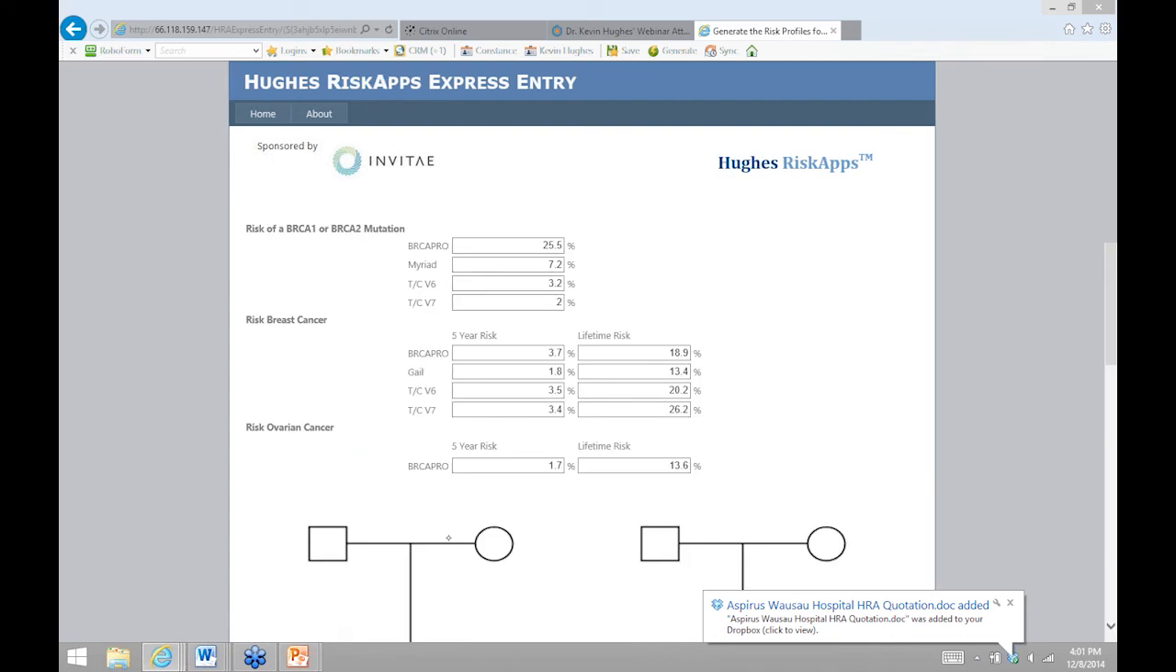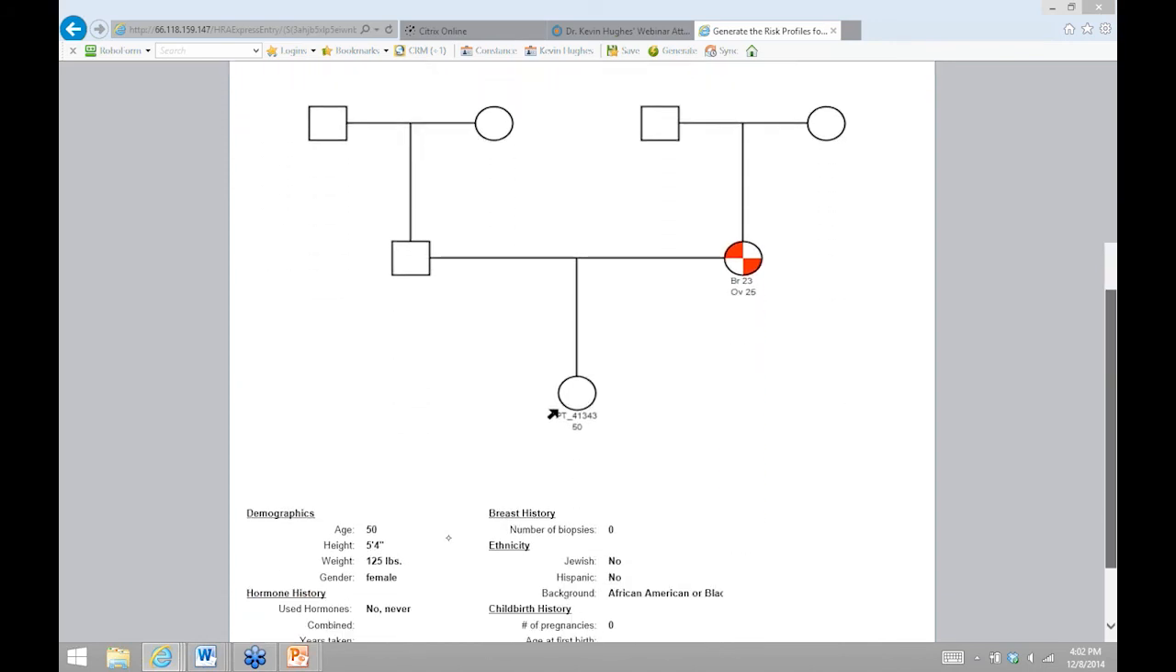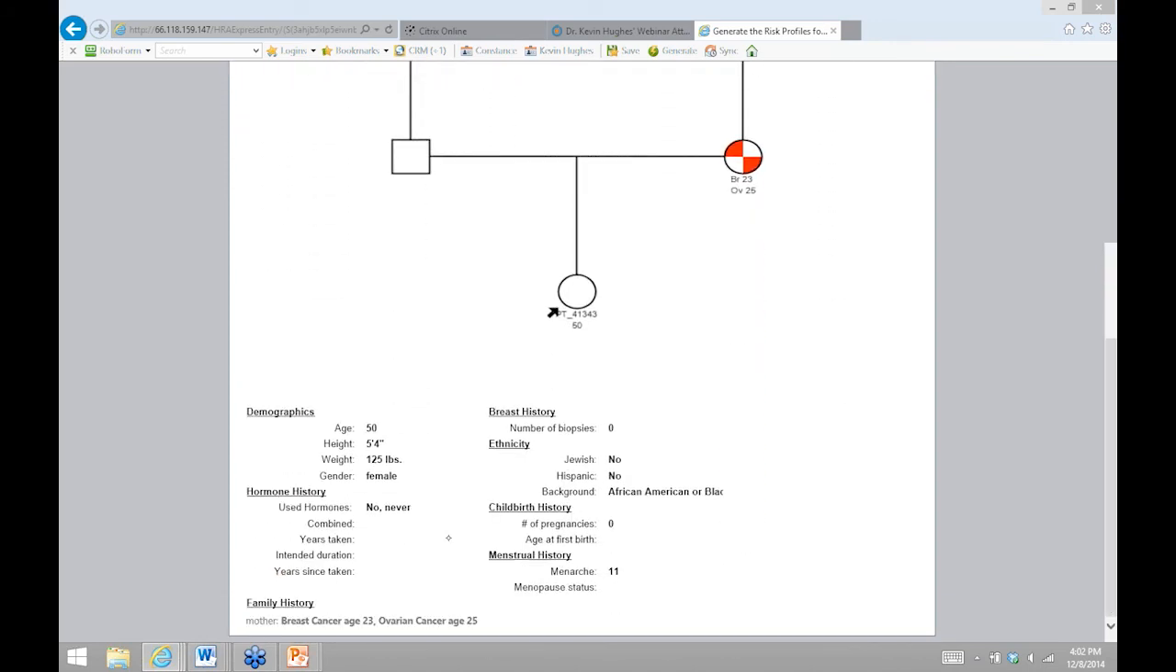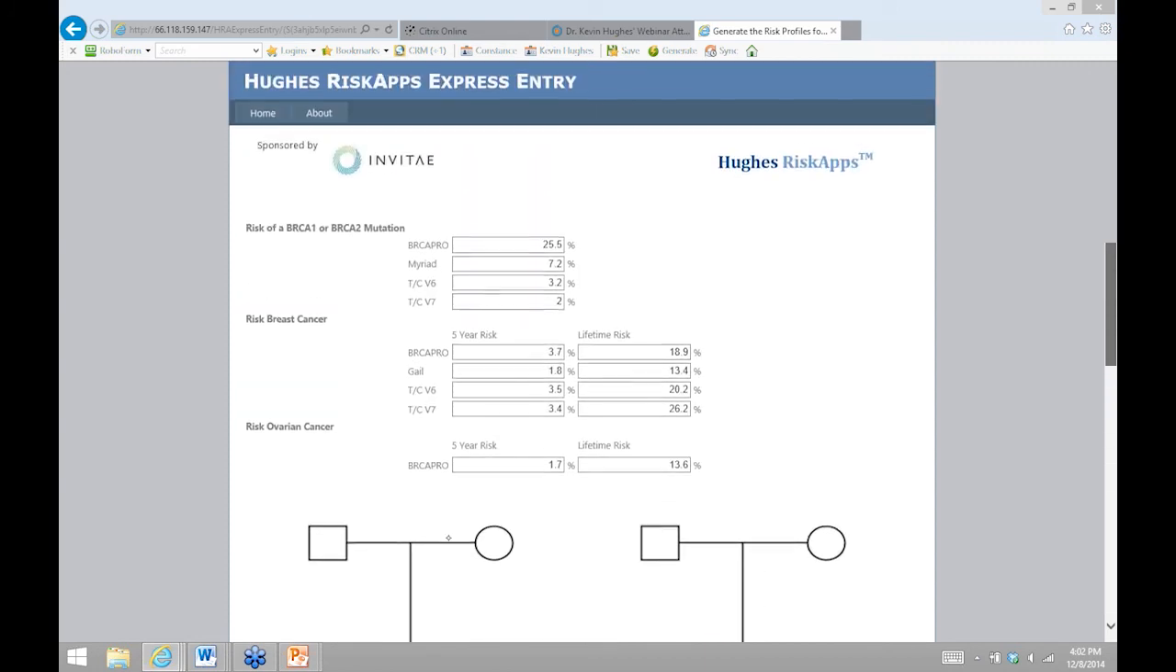So this shows you the risk of mutation by BRCAPRO, Myriad, Tyrer-Cuzick, and others. It shows you the risk of breast cancer at 5 years and lifetime. Shows you the risk of ovarian cancer at 5 years and lifetime. Draws you your pedigree, and then shows you the information that was entered. So the Express site is freely available. Feel free to use it and run the risk models quickly. And then alternatively, you can install the software to run the models.